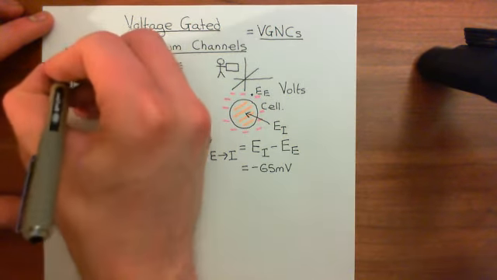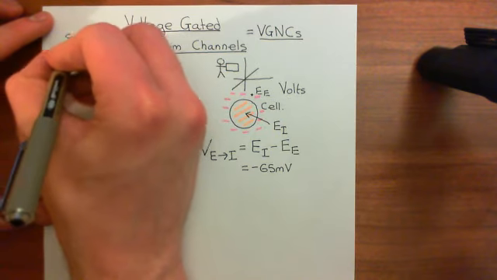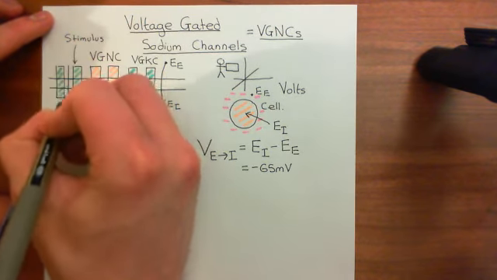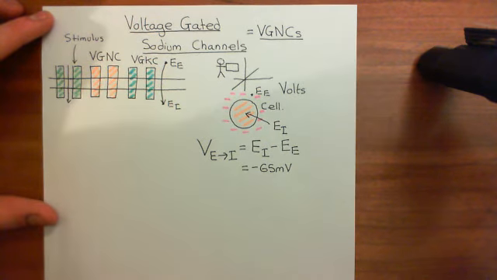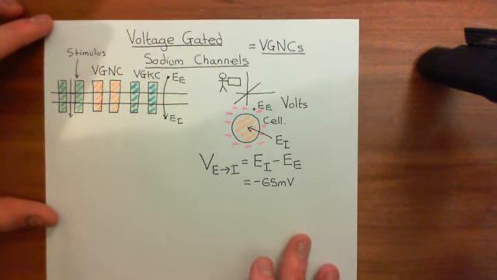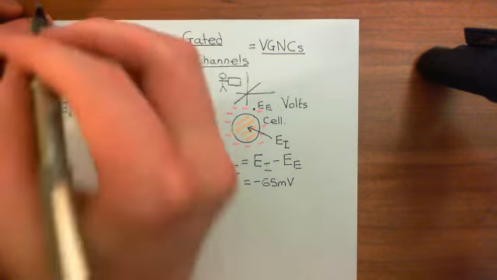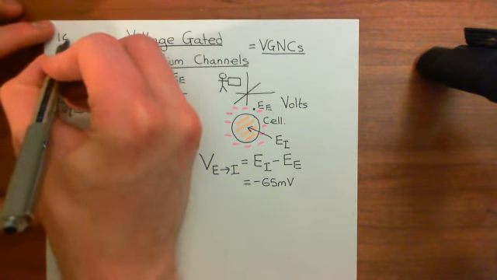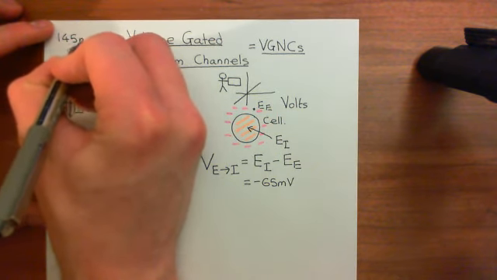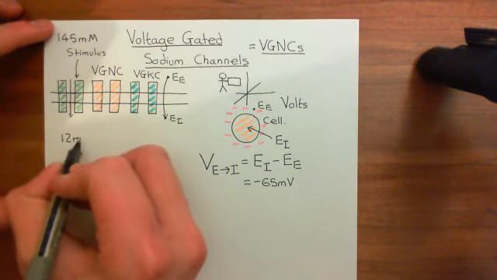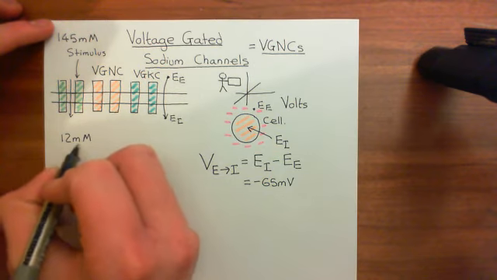So, we've opened this channel in response to some sort of stimulus, and this is now going to allow sodium ions to move into the cell. Now, why will sodium ions move into the cell through this channel when we open it? Well, for that, we need to discuss the different concentrations of sodium ions outside the cell and inside the cell. The concentration of sodium ions in the extracellular fluid is around 145 millimolar, whilst the concentration of sodium ions in the intracellular fluid is around 12 millimolar.